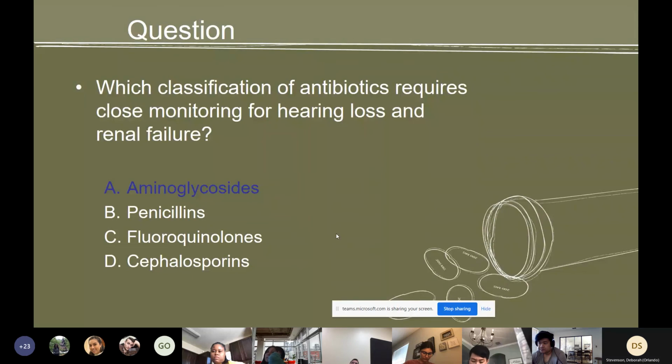Yes, absolutely. Notice that penicillins and cephalosporins, even though they're different categories, there's actually an allergic reaction between the two of those. If somebody is allergic to penicillin, we don't really want to give them cephalosporins because there's always that potential for a reaction, right? So definitely aminoglycosides.